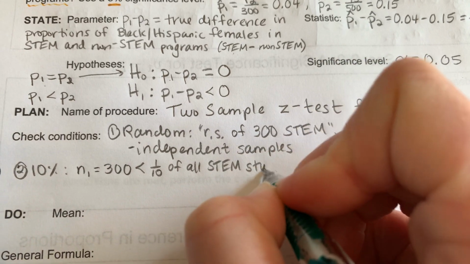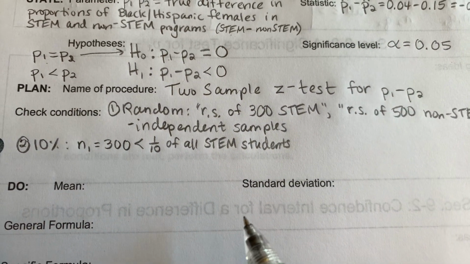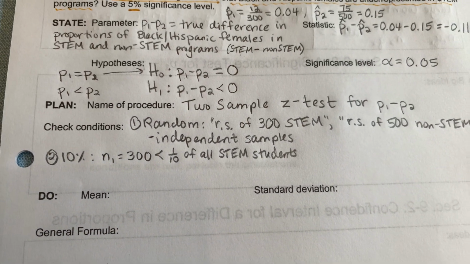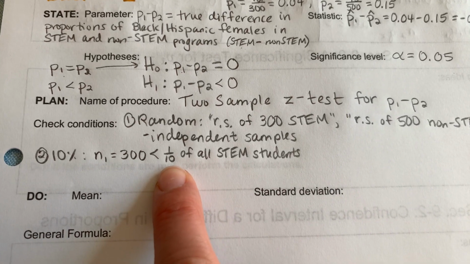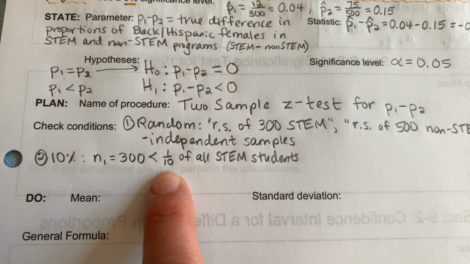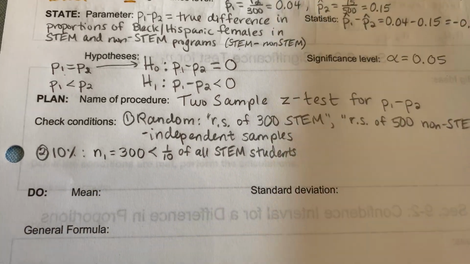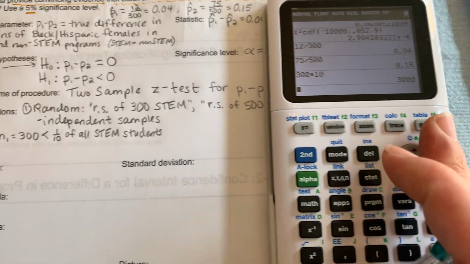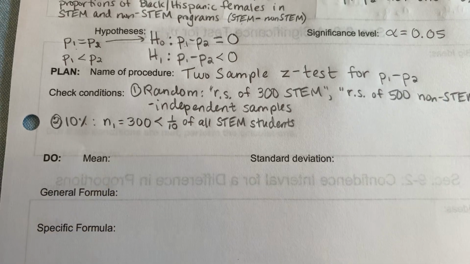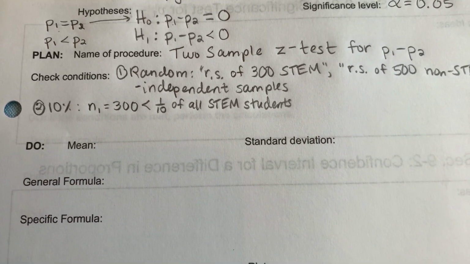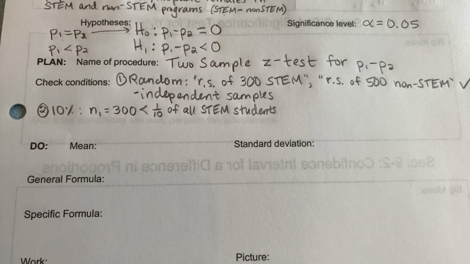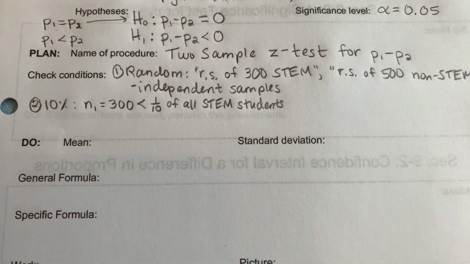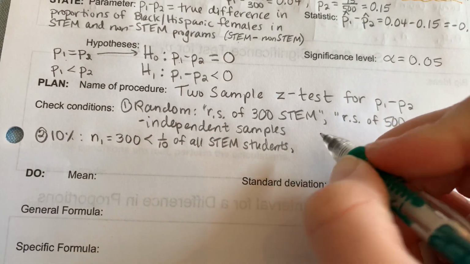Now, in order to check that, I could write out the computation, but because multiplying by 10 is so simple, I normally don't. What I'm really doing is getting rid of this 1/10 by multiplying by 10 on both sides. So 300 times 10, I just add a 0 to the end. But if you're not sure, 300 times 10 is 3,000. So I ask, is 3,000 less than the number of all STEM students? Well, at a large university, or really even a medium-sized university, 3,000 is probably less than all the STEM students. This wouldn't work for Fontbonne, but we're going to say it does work for this university.